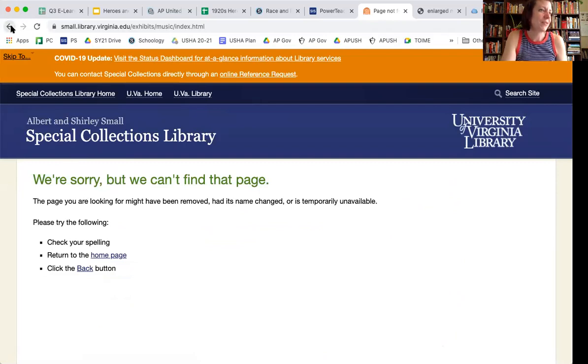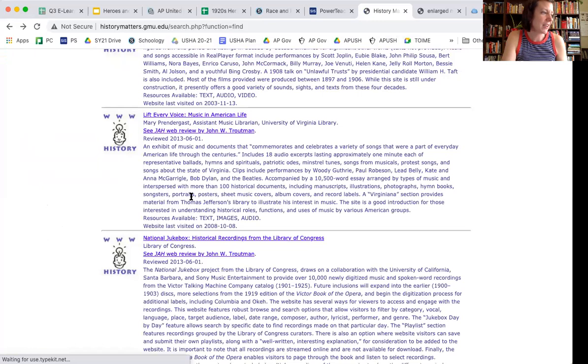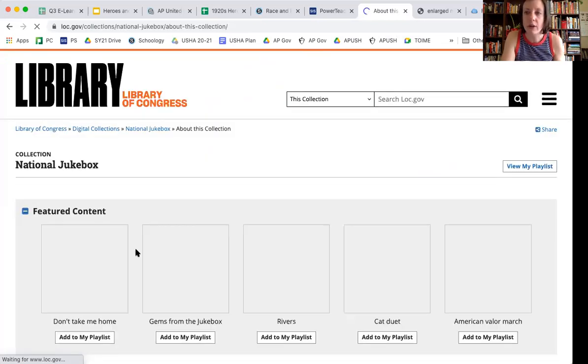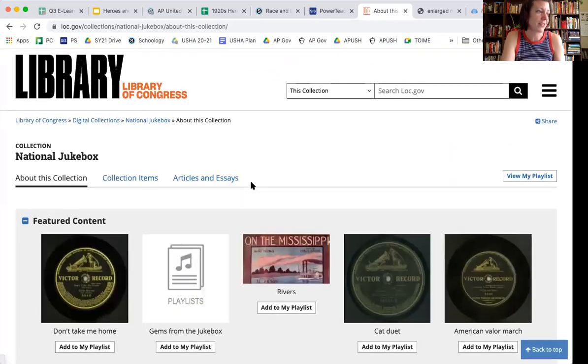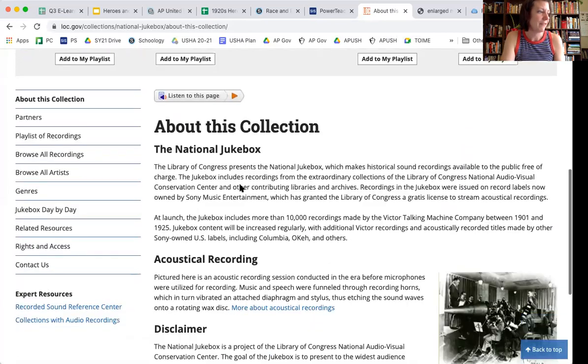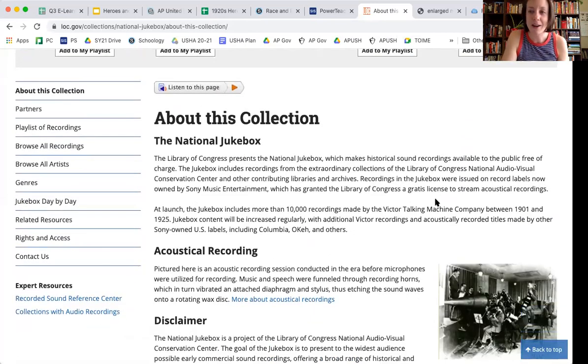But in any case, then I might just try something else, right? And see if I can maybe find a song from this individual that I could include in my PowerPoint slide. So in this case, the Library of Congress is working, and they have a lot of different songs that you can listen to from the National Jukebox, which is kind of cool. So those are some places to find primary sources.